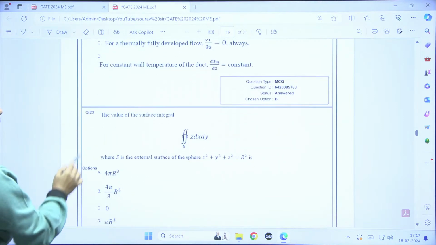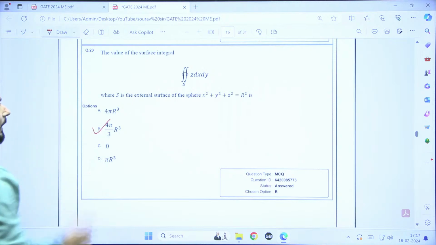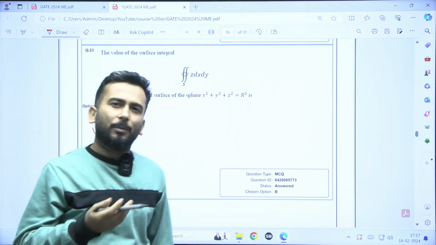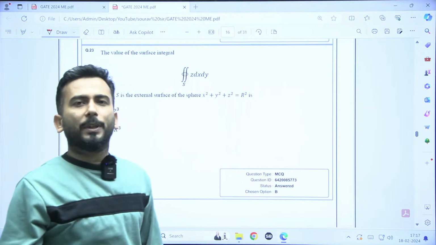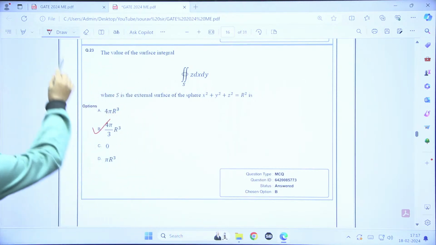Okay. So question number 23, the value of the surface integral is 4 pi by 3 r cube. Not surprising, double integration is one of the hot topics when it comes to engineering mathematics. It is not at all surprising. So option is B.